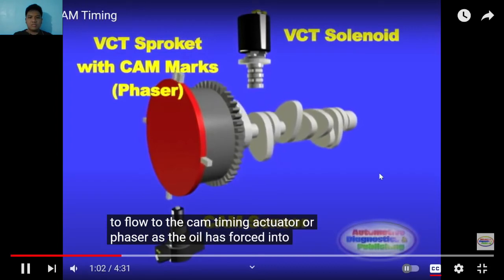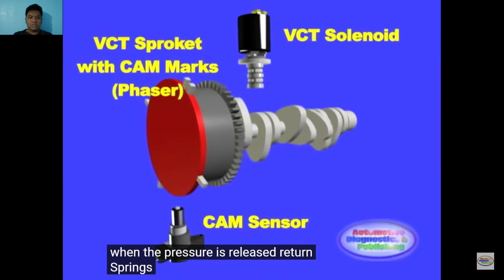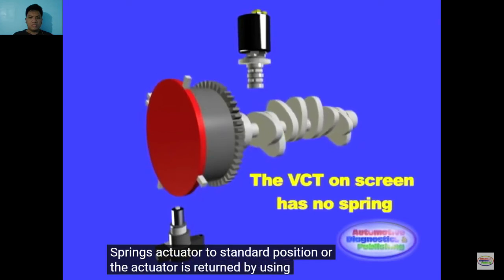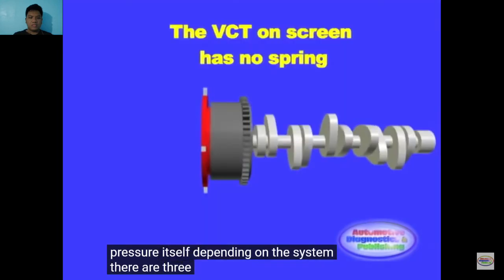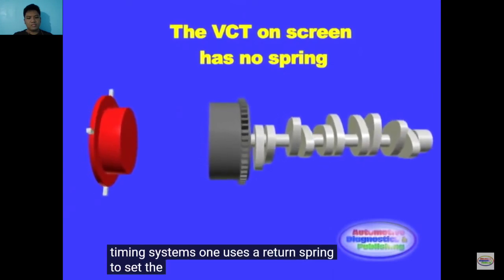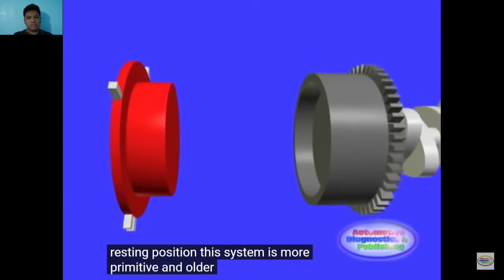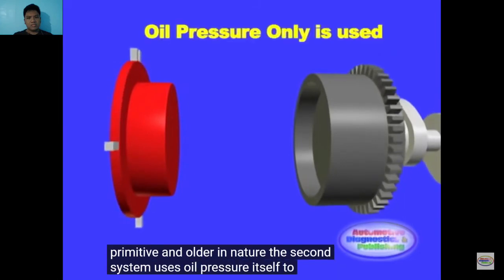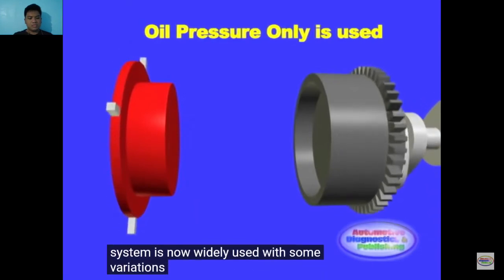As the oil is forced into the actuator, the camshaft timing advances. When the pressure is released, a return spring returns the actuator to standard position, or the actuator is returned by using oil pressure itself, depending on the system. There are three basic variable valve timing systems. One uses a return spring to set the cam sprocket back into its resting position. This system is more primitive and older in nature. The second system uses oil pressure itself to control the position of the cam. This system is now widely used with some variations.